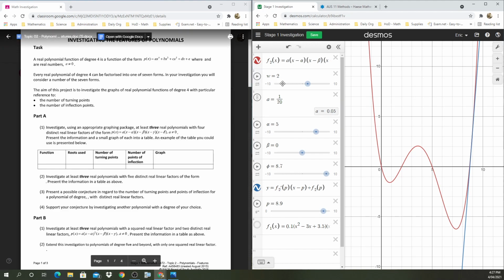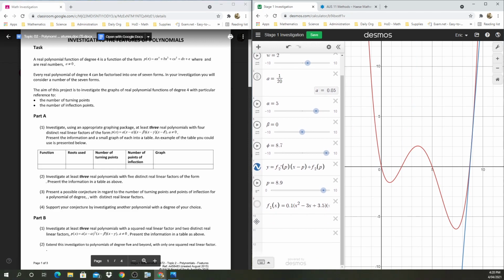Okay. Now, the next section, you're actually looking at another type of graph, which I won't deal with right now.